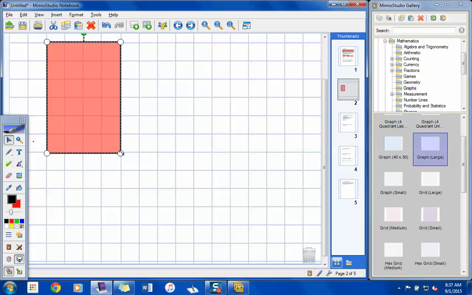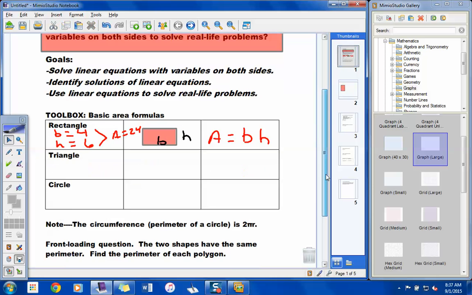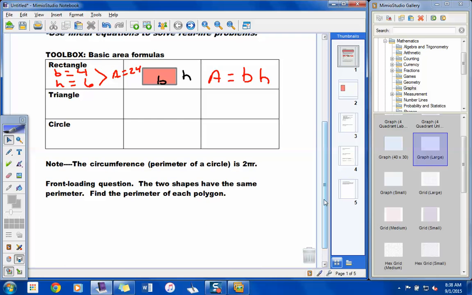Okay. So quickly here, we'll just get a couple of other formulas down that you're going to need today to be successful. Triangle. Anybody recall an area formula for a triangle?